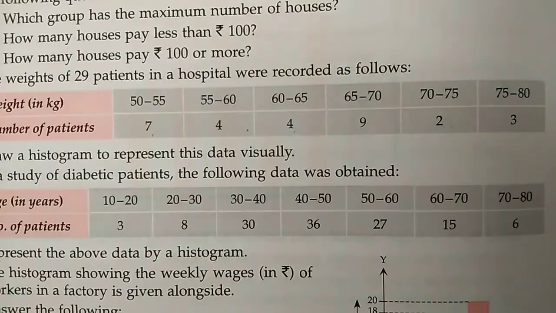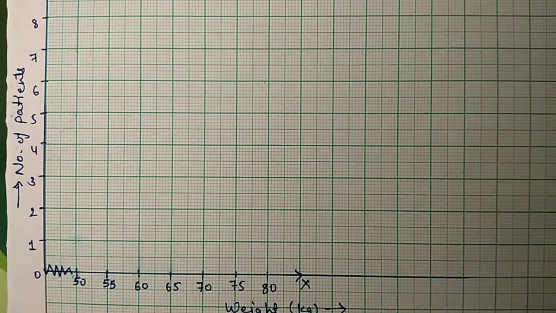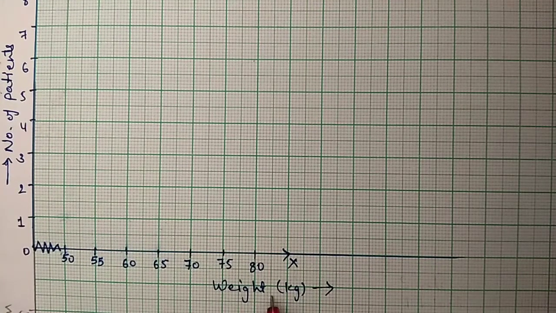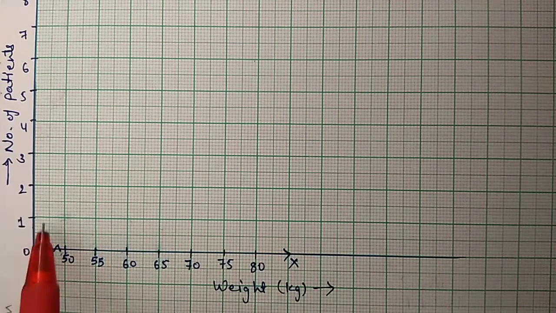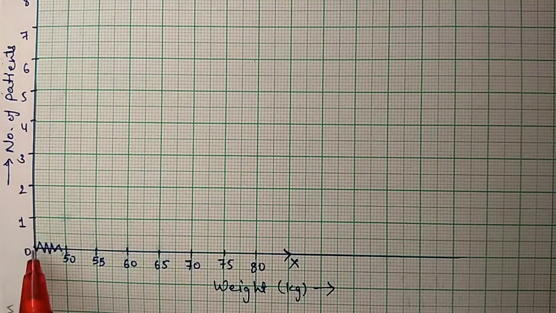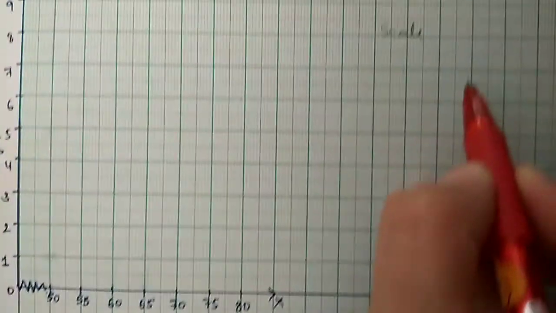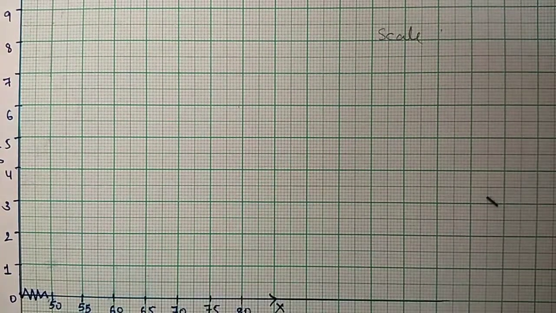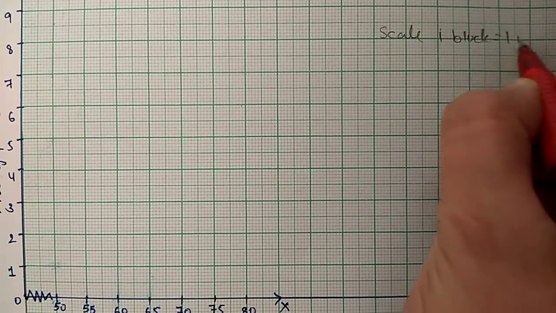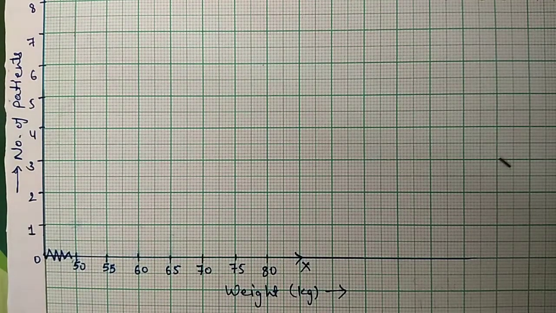So the same thing we have to do. First we need a graph sheet. Draw one horizontal and one vertical line. On the horizontal line we represent the weight groups, and on the vertical line we represent the number of patients. Each block we have taken as 1 unit, so you can mention the scale: one block is equal to 1 unit.